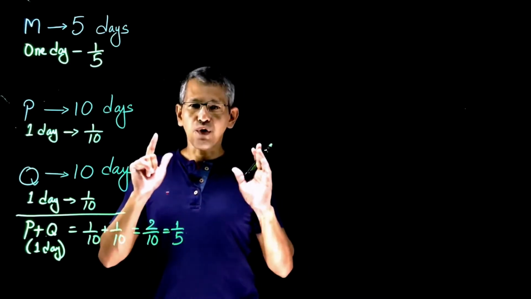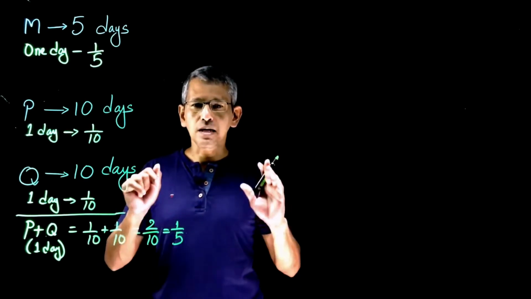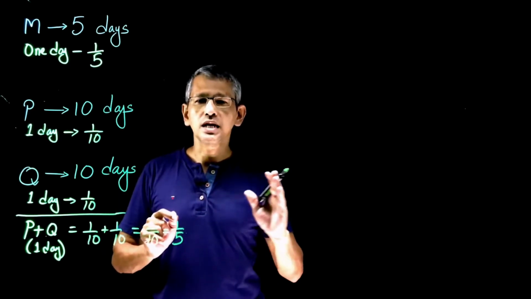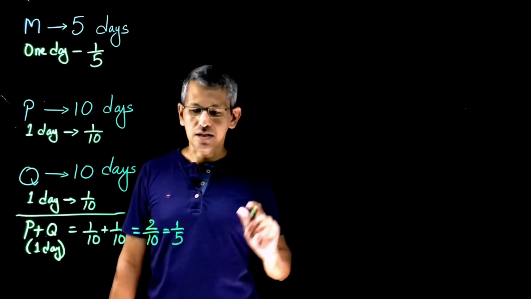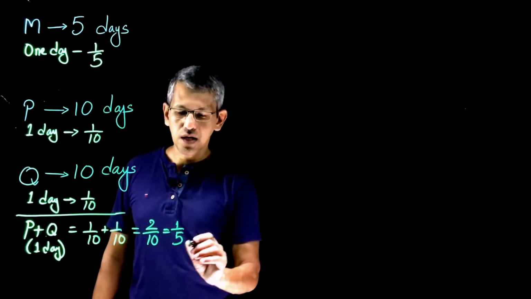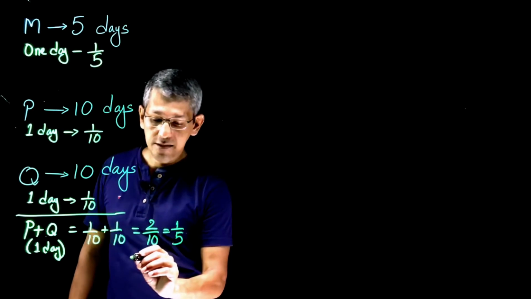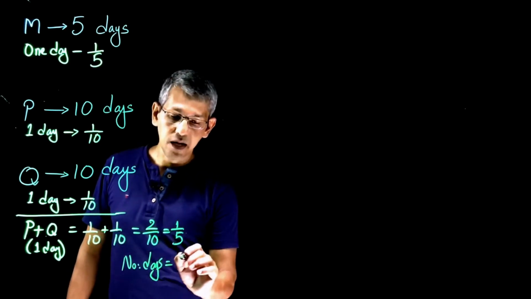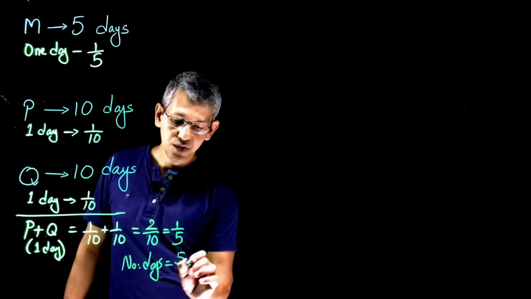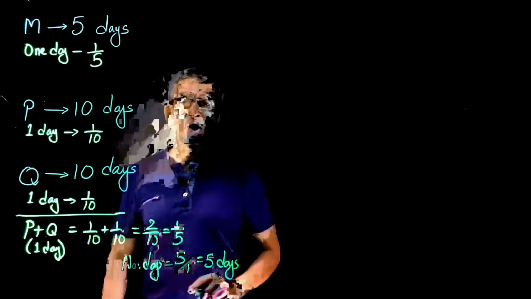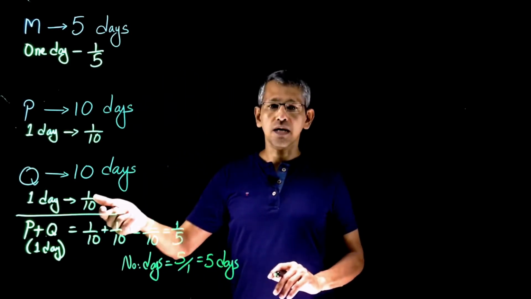If 1/5 of the task is completed in 1 day, how many days do we need to complete the task? 1/5 of the task will be completed in 1 day, so the number of days is the reciprocal of this. If you take the reciprocal of 1/5, it is 5/1. So 5/1 means 5 days to complete the task. That is exactly what we got here.